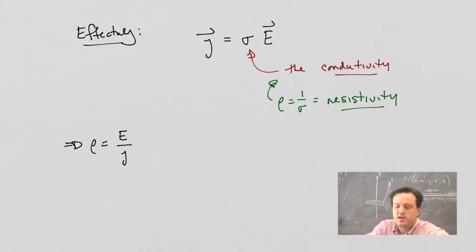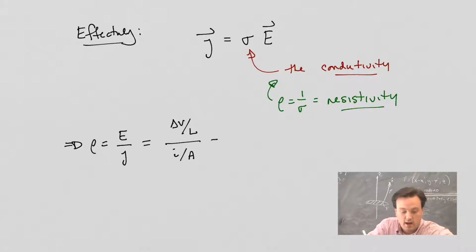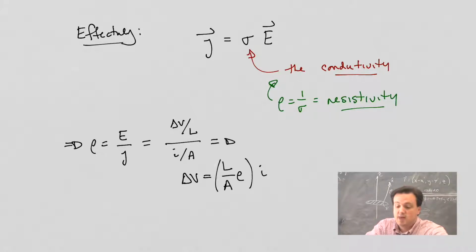But if I now go to magnitudes, I can solve for the resistivity and see that the resistivity is just the magnitude of the electric field divided by the current density. I can do a little bit more algebra with this because, of course, the electric field is just the change in potential divided by the length of whatever wire it is that I'm looking at. The magnitude of the current density is the magnitude of the current divided by the cross-sectional area. And so I end up being able to relate the change in potential: it is equal to L over A times rho times the current.